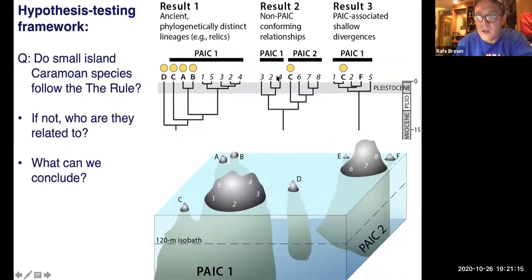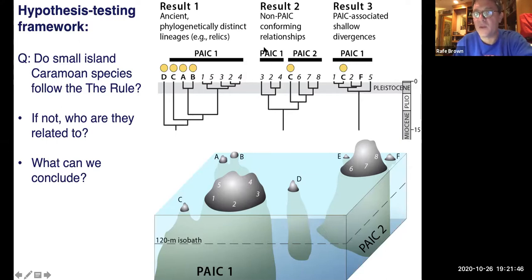So here's a schematic of the different expectations, using hypotheses to test predictions for small islands, thinking about two different Pleistocene aggregate island complexes, a Pike here, a deep water island that was not joined to either of those, and then these land bridge islands that were connected by channels beneath them that are less than 120 meters, and so they should be connected. Now, if you find a phylogenetically distinct species on island C, you expect it to be related to the big landmass nearby.